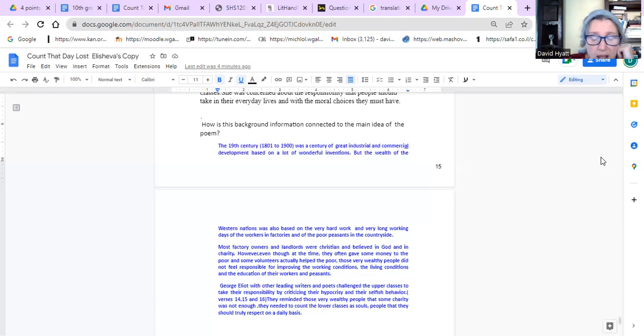But the very wealthy people of this period did not feel responsible to improve the working conditions, the living conditions, and the education of their workers and their peasants.